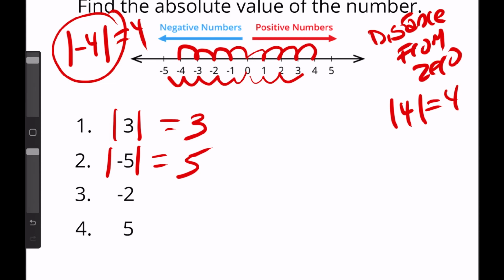Do you see the pattern here? It's whatever the number is inside the absolute value bars without the negative sign. The absolute value is always positive. Stop the video and see if you can do the next two on your own.